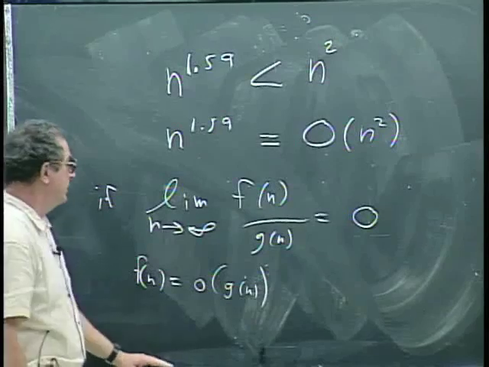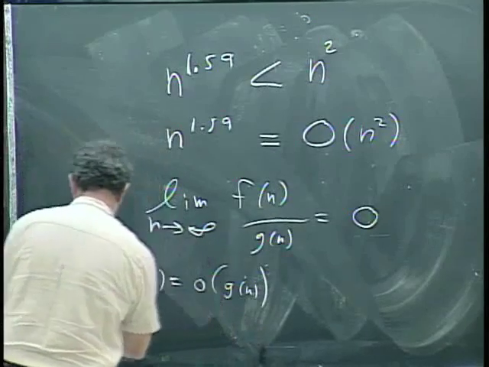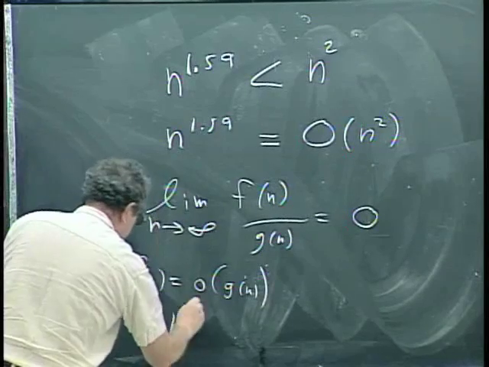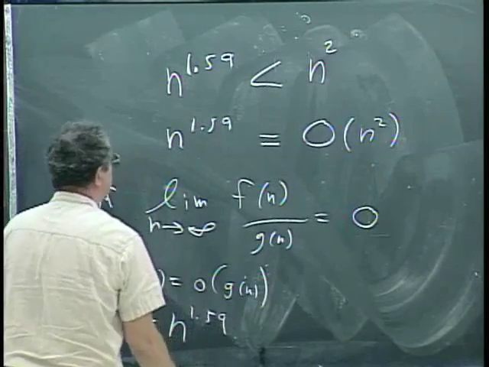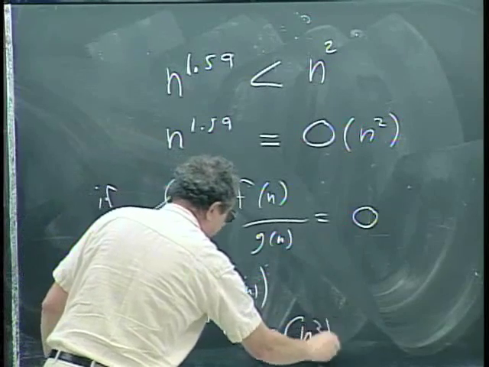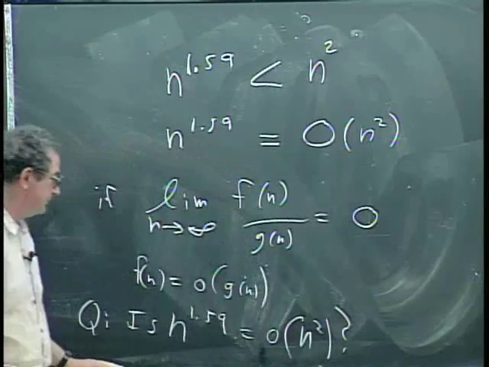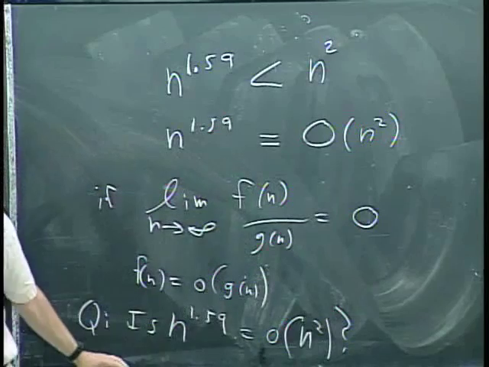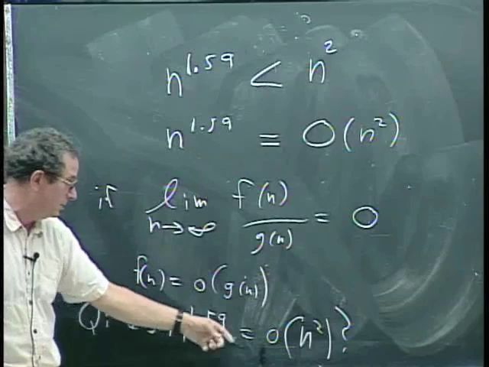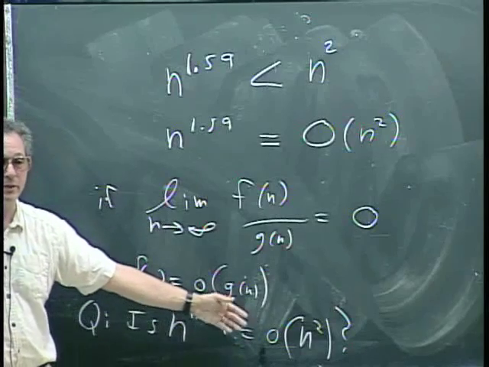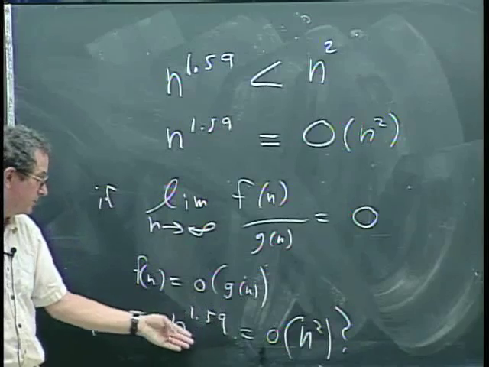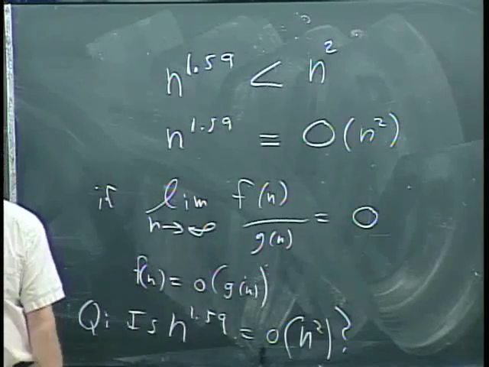And so now our question is the following. Is n to the 1.59 little o of n squared? Well, take the ratio, take the limit, and figure it out. And the answer is yes. This is really smaller than that. N squared really grows faster than n to the 1.59. And the difference really becomes significant as n gets bigger.